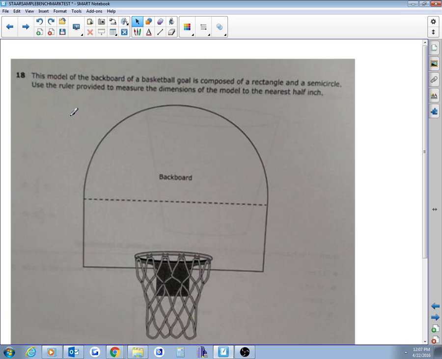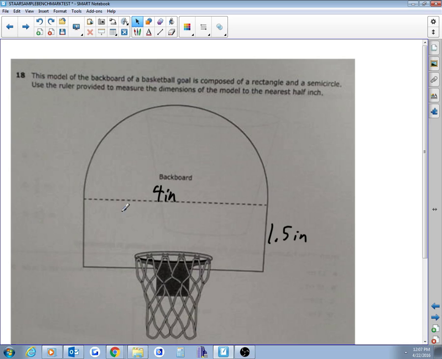Number 18. This model of the backboard of a basketball goal is composed of a rectangle and a semicircle. So we've got our rectangle here, and we've got our semicircle, which is half of a circle. Use the ruler provided to measure the dimensions of the model to the nearest ½ inch. So if we measure these with a ruler, this is 4 inches, and this right here is 1½ inches.